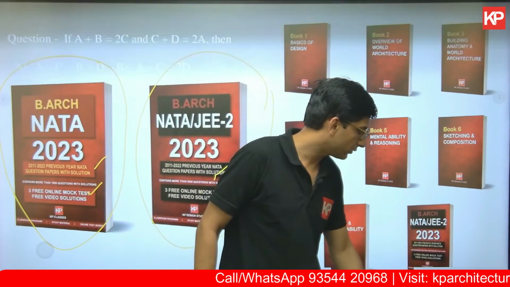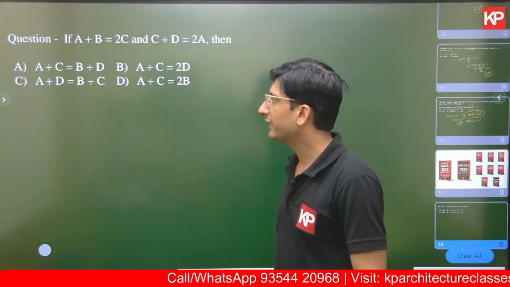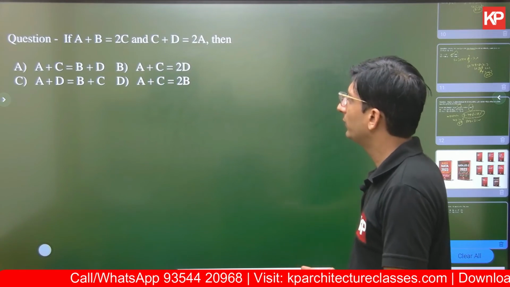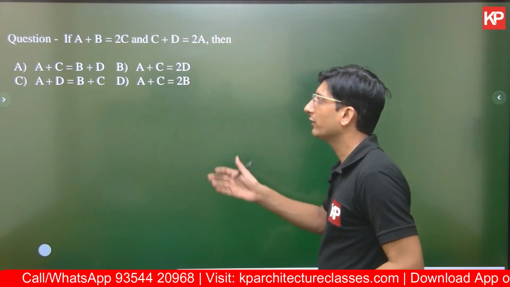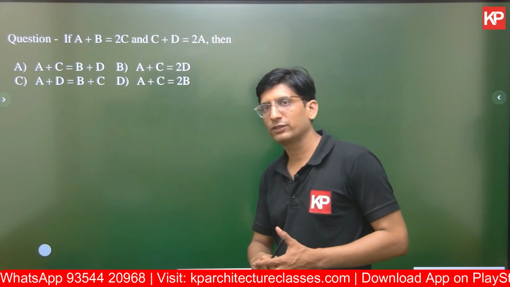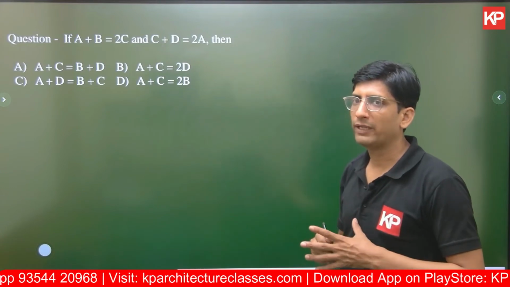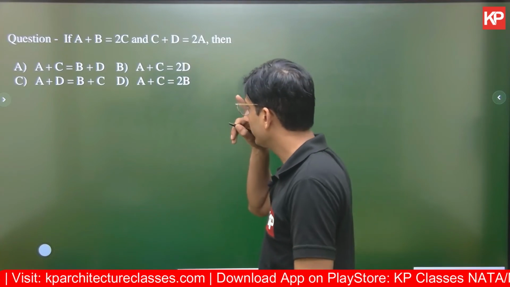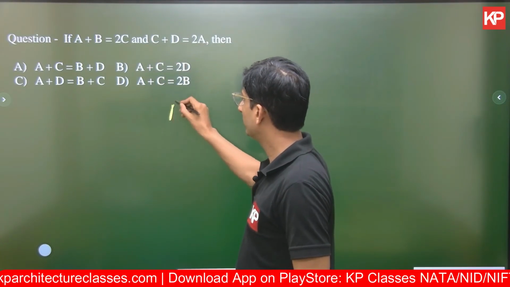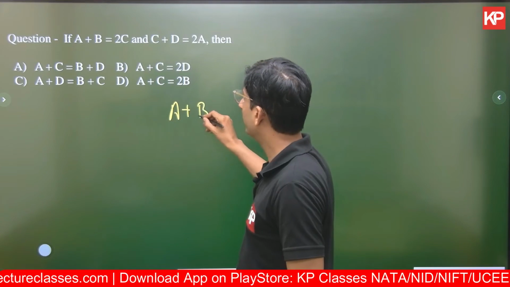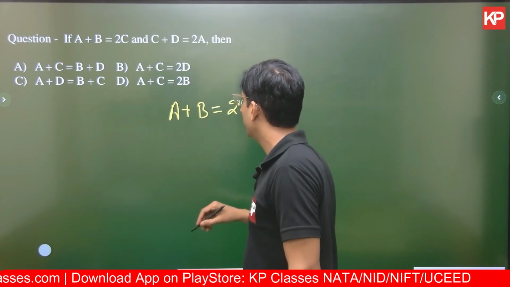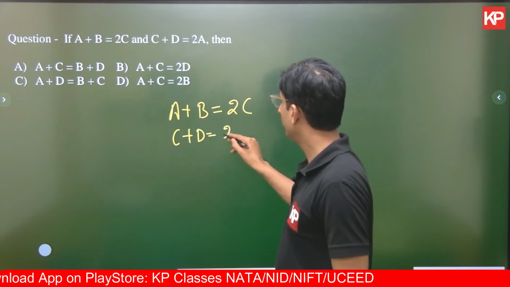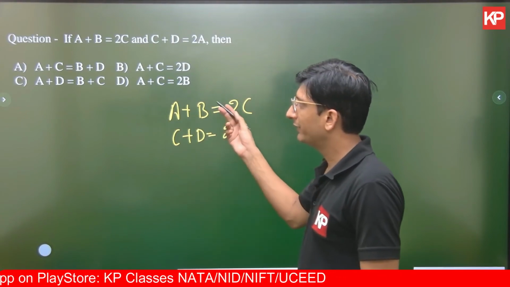Now let's move to the next questions. The next question is: if a plus b is equal to 2c, and c plus d is equal to 2a, then find out which of these given equations is correct. This is also a question from mathematical operations. All the variables are given, no numbers. Although this is quite easy, I think all of you can attempt it. It is given that a plus b is 2c and c plus d is equal to 2a. We have to find out which of these is correct.